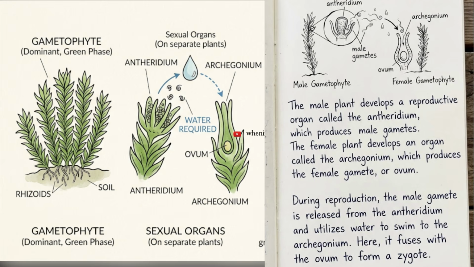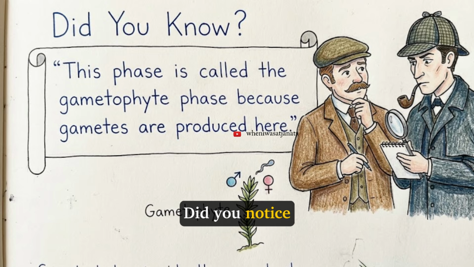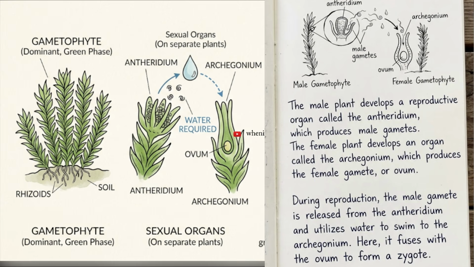The male plant develops a reproductive organ called the antheridium, which produces male gametes. The female plant develops an organ called the archegonium, which produces the female gamete, or ovum. Did you notice? This phase is called the gametophyte phase because gametes are produced here. During reproduction, the male gamete is released from the antheridium and utilizes water to swim to the archegonium. Here, it fuses with the ovum to form a zygote.